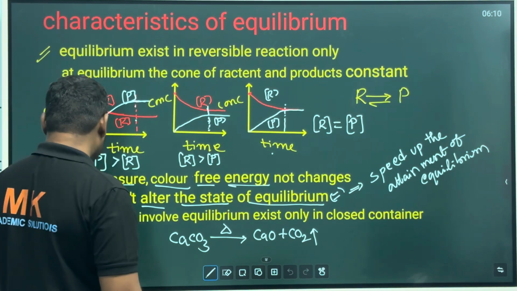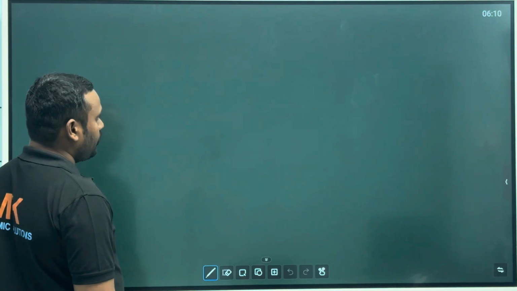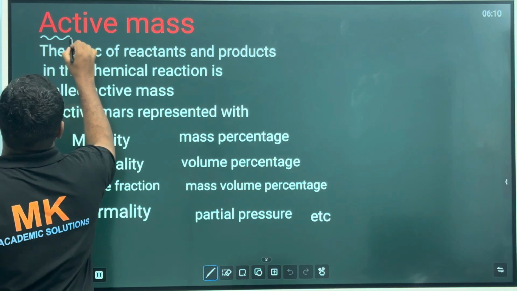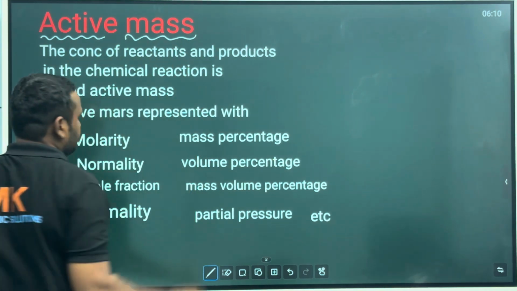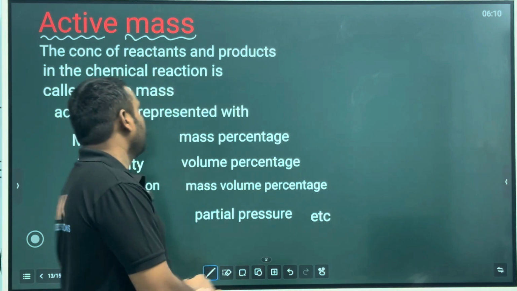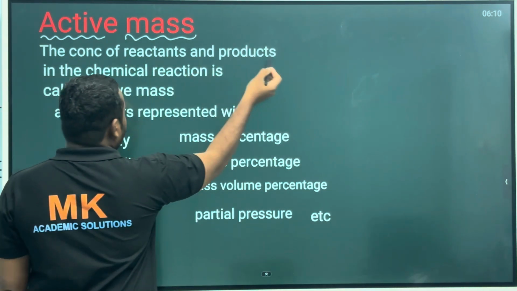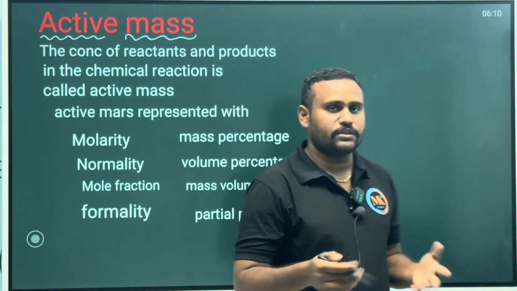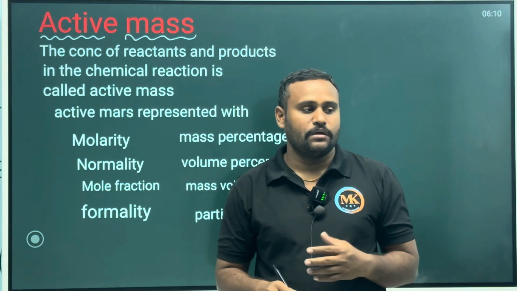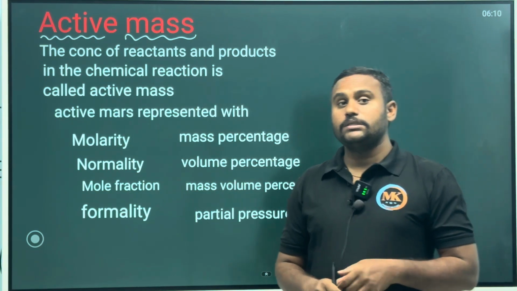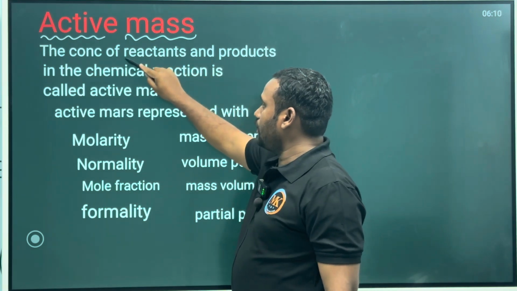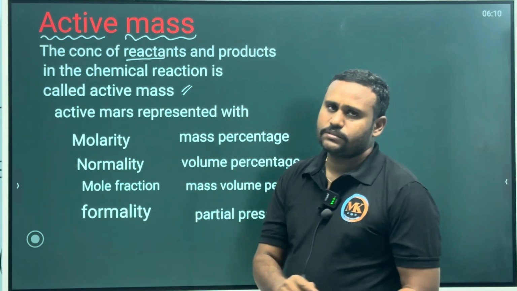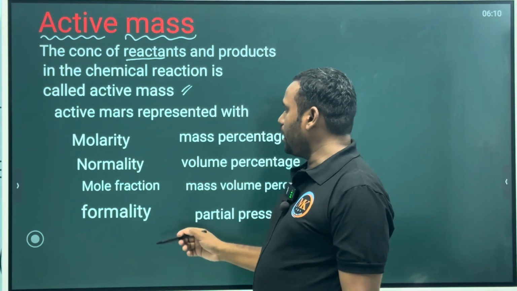Now let us see some more important topics, that is active mass. From here onwards the topic is very important, so listen carefully. First of all, what is the active mass? It is nothing but concentration. Active mass is nothing but the concentration of reactants and products in chemical reactions.